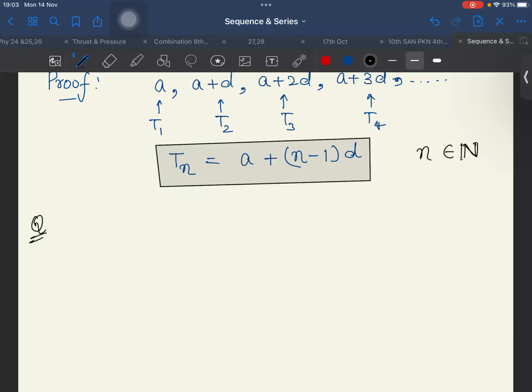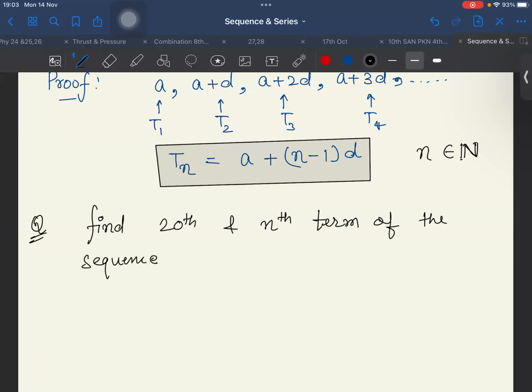Find the 20th and nth term of the sequence 4, 9, 14, 19, and so on. So this is the sequence given to you. Find out the 20th term and nth term.